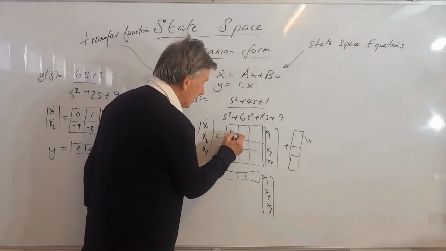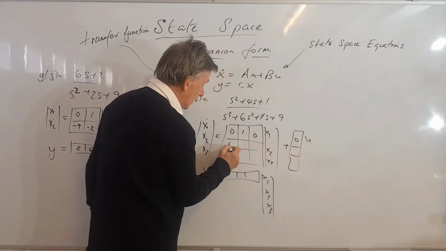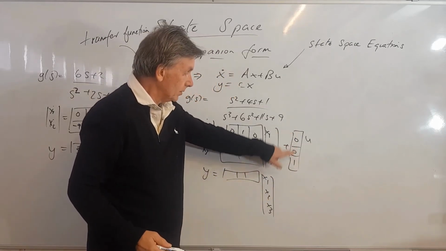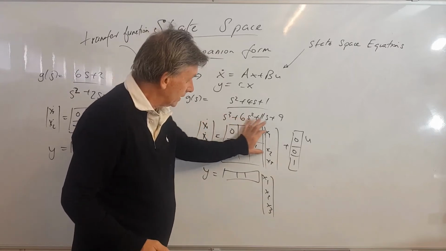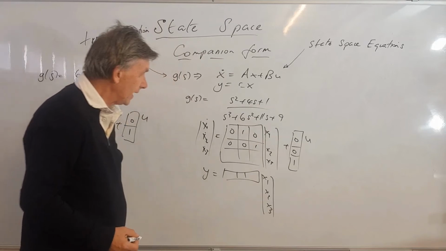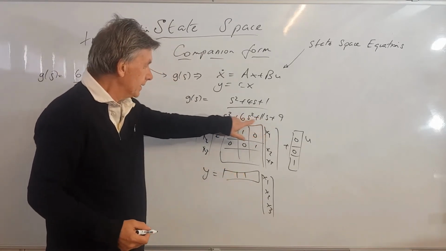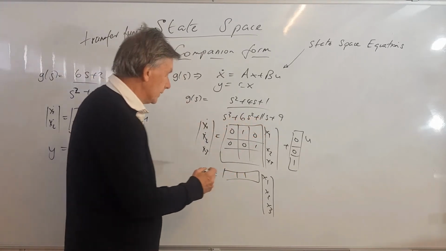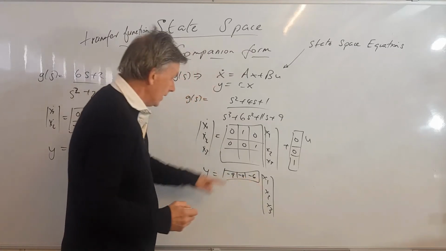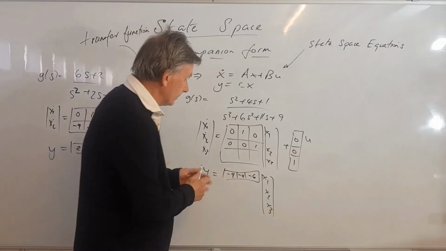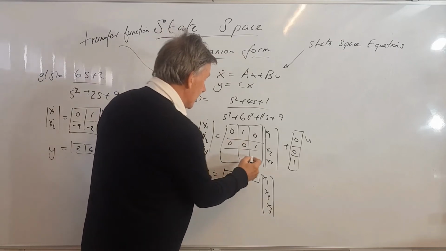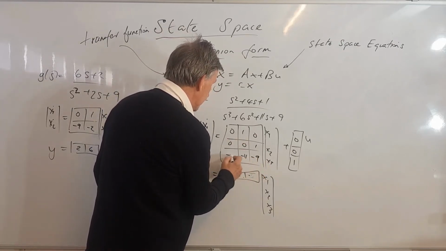So we put in a 0, 1, 0, 0, 0, 1, 0, 0, 1. So this fills it with zeros, with a 1 in the bottom. This fills it with zeros, but there's a 1 off the main diagonal. Then these numbers here in reverse order with negative signs. It's going to be minus 9, minus 11, minus 6, and sorry, that's in the wrong box.